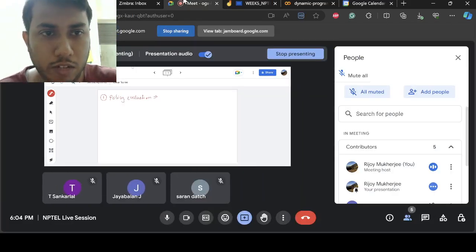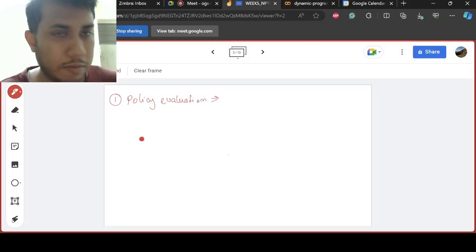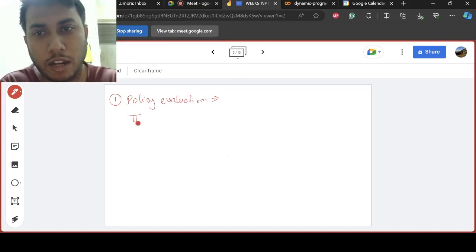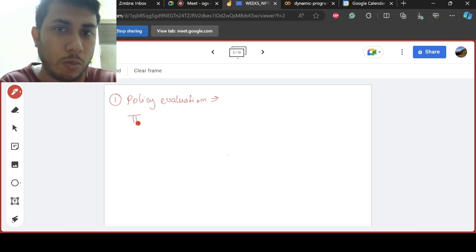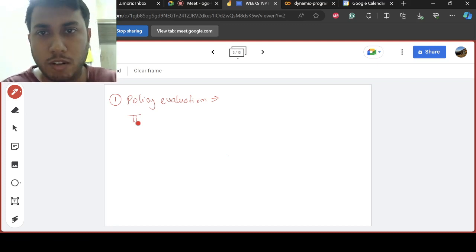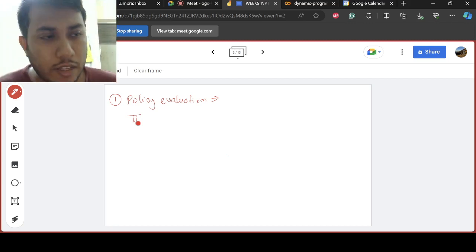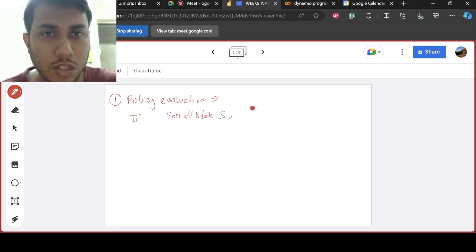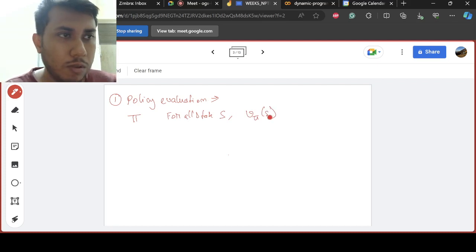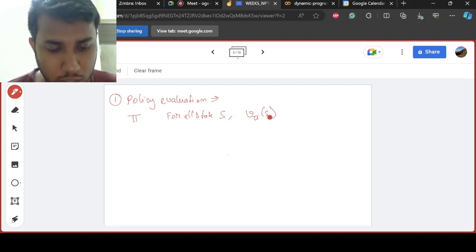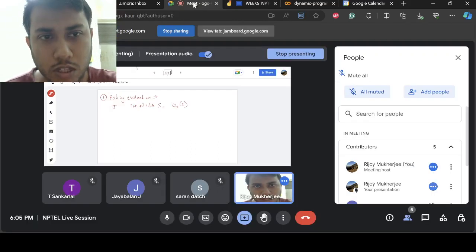So what do you mean by policy evaluation? Let's say you have discovered a new policy pi to solve a certain problem. You want to find out how good this pi is. So what you will do is, for all states s, you will compute v pi of s. Now you want to improve this policy.